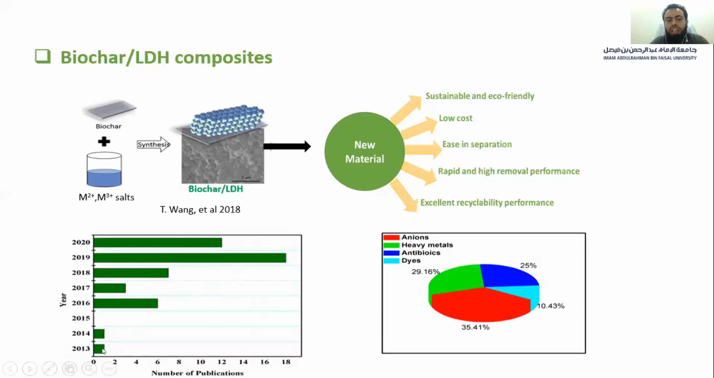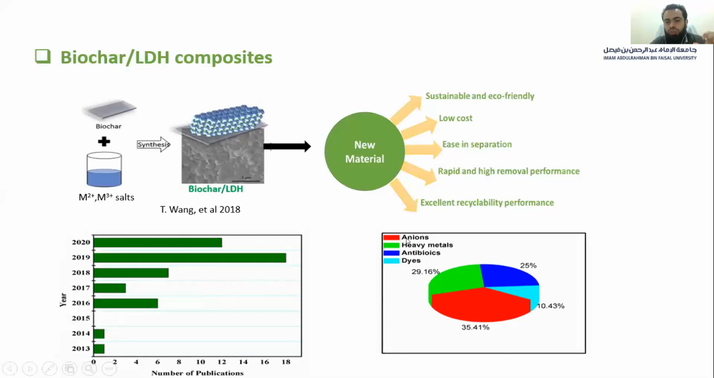So the first article was published in 2019, and over the last 5 years, a lot of work has been going on to exploit the use of biochar for water purification. Generally, if you see the pie chart here, around 30 percent of the work has been done for the removal of anions.